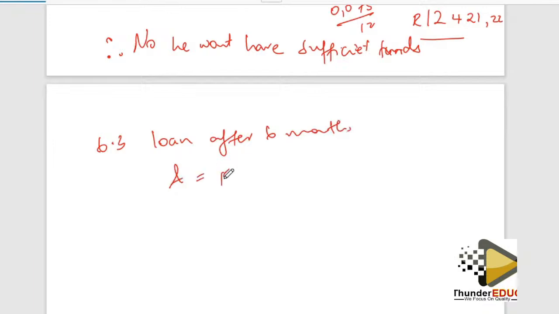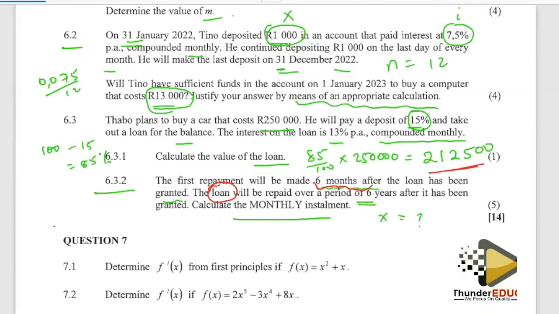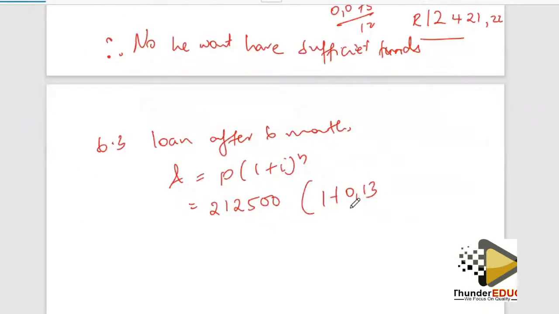So saying A is equal to P into (1 plus i) to the exponent of n. So it is 21,500 times 1 plus... it's going to grow with the same rate. Say it's 13% compounded monthly, that's going to be 0.13 over 12. For the first 6 months, let's use 6 since it's already months: 21,500 into (1 plus 0.13 over 12) to the exponent of what? 6.